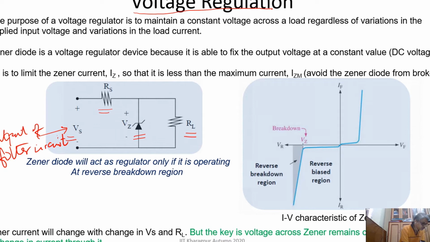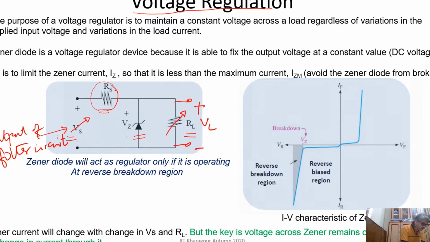The purpose of voltage regulation is that we want to keep the voltage across the load fixed, even if there is variation in RL or even if there is variation in Vs. Even with both these variations, we want to keep this load voltage fixed. That is why we use the voltage regulation block.